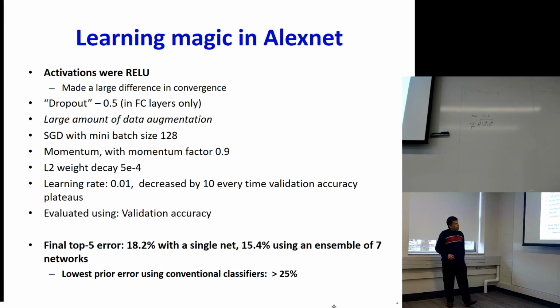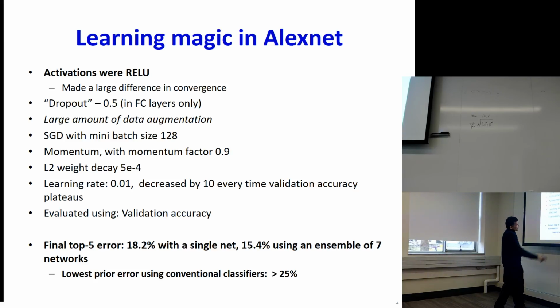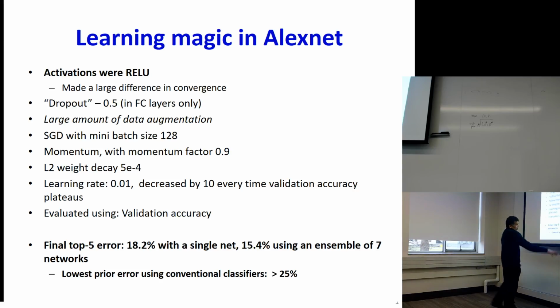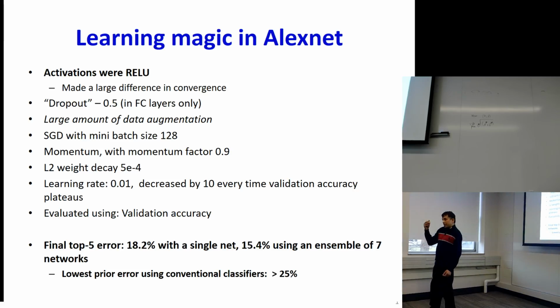And here's what they got, skipping all of the details. The final top 5 error was 18.2% with just a single network. And if they used 7 such networks trained in parallel and combined their outputs, the error was down to 15.4%. This was huge because the best previous error was greater than 25%. So they basically reduced the error by about 40% from what was then the state of the art in just one paper, right?